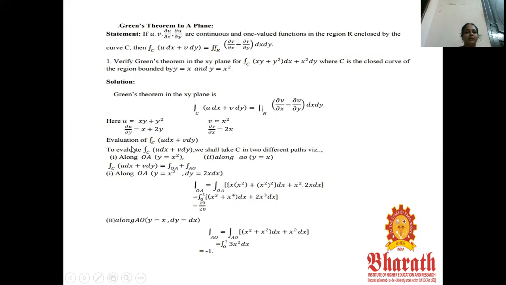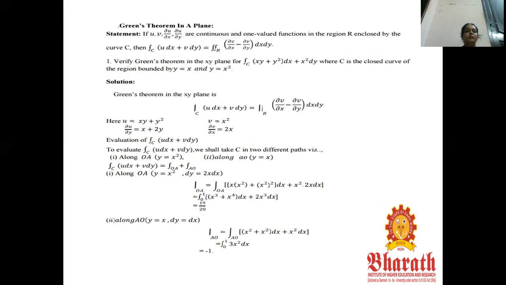Now we have to differentiate. ∂U/∂y is equal to x plus 2y. Similarly, ∂V/∂x is equal to 2x. Now the left hand side consists of two parts. One is along OA, that is along y equal to x square, and the second one is along AO, that is along y equal to x. First we consider along y equal to x square.